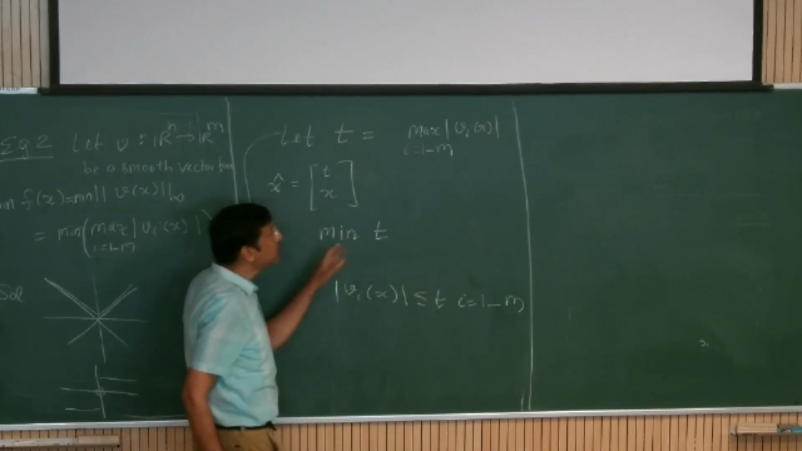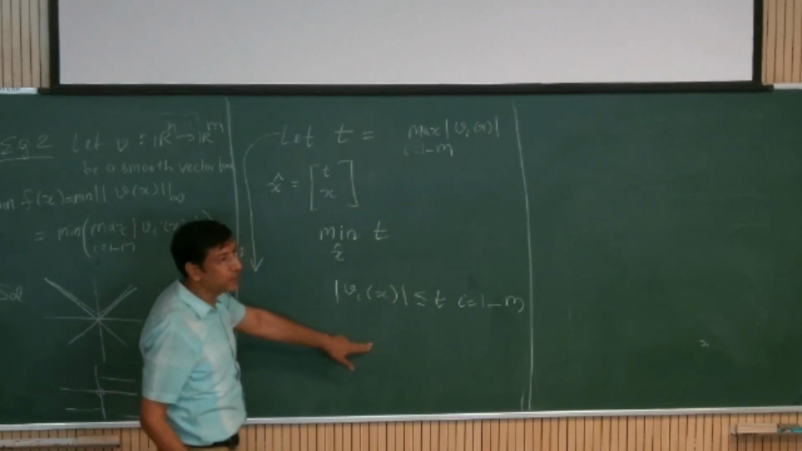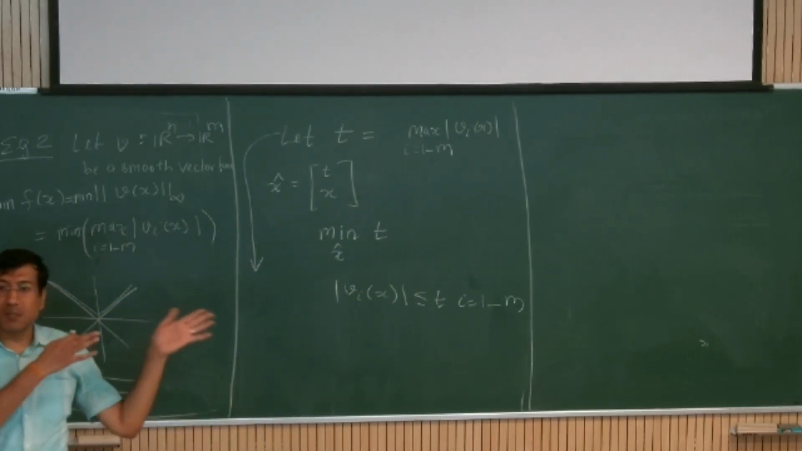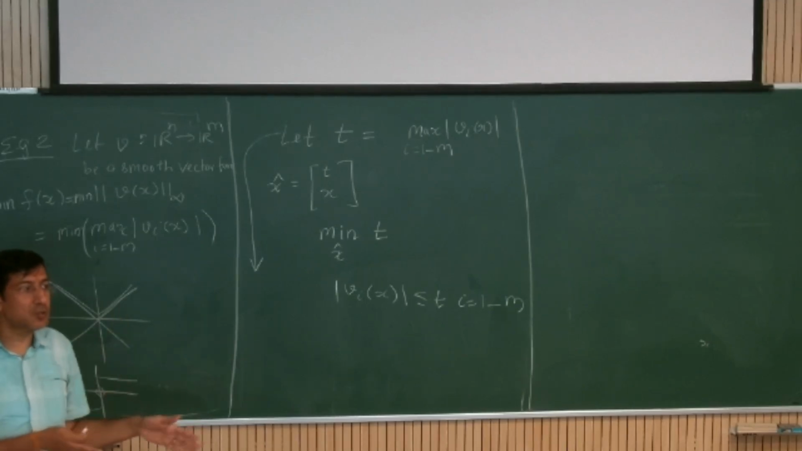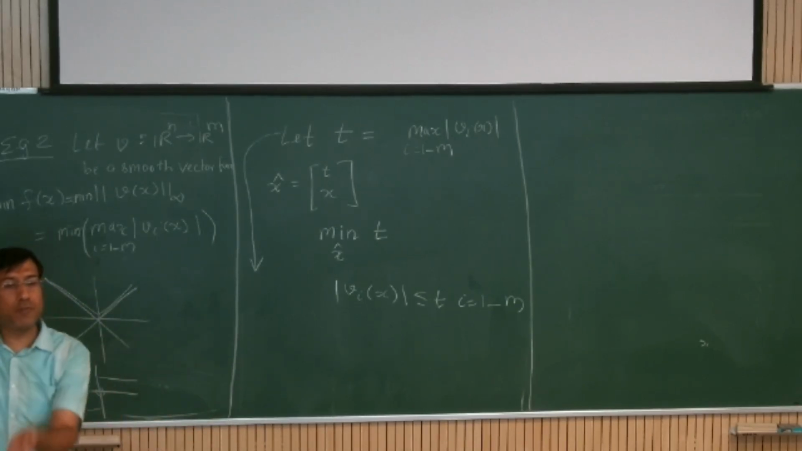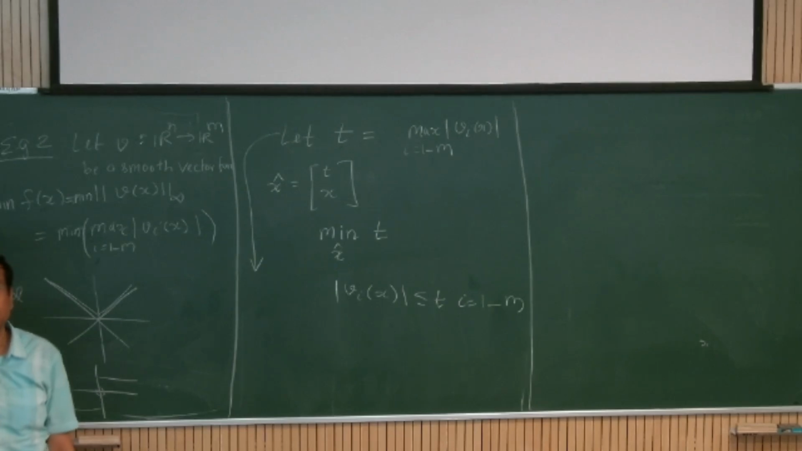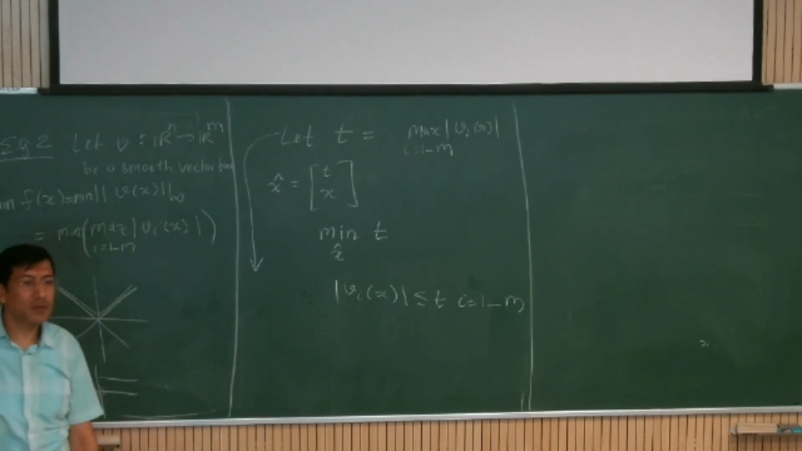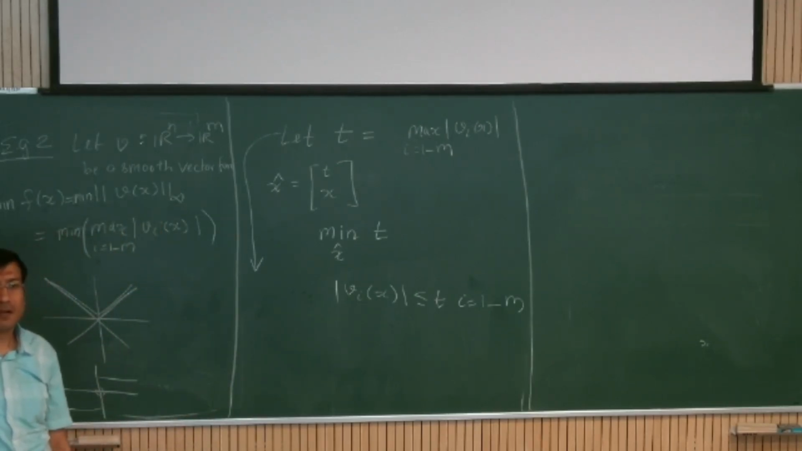That was already there. I just retransformed it. Is there any difference between them? No difference, because I'm saying the maximum of that absolute value is t. So t is the upper bound of the absolute value of vi of x, and it's true for all i going from 1 to m. Everybody with me? But is this good? Is this infinitely differentiable? Or do I need to do anything beyond it?